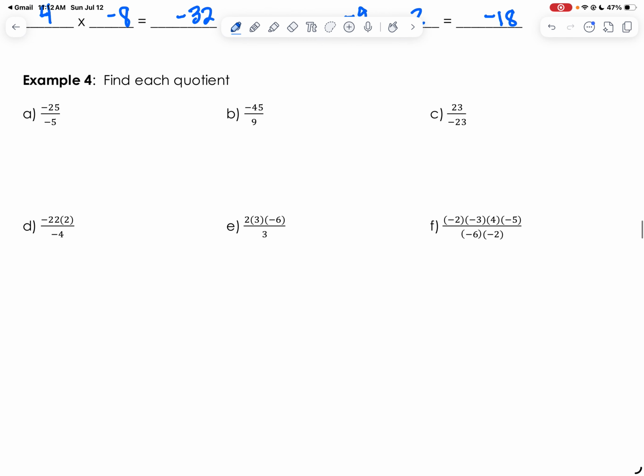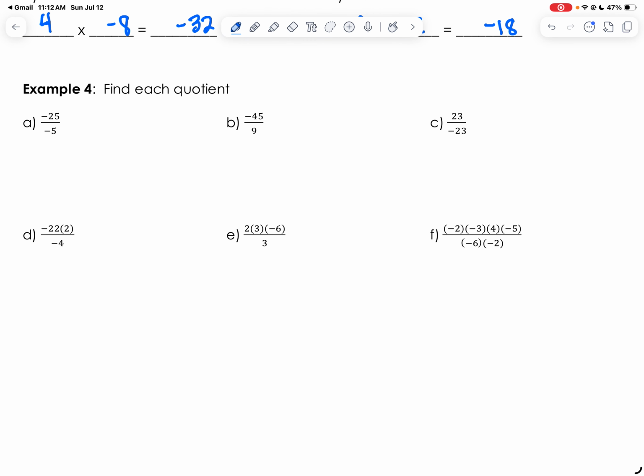All right, example 4, find each quotient. In problem A, we have -25 divided by -5, and I know a negative divided by a negative is a positive, so this would simply be +5. Problem B, -45 divided by 9. Well, I know 45 divided by 9 is 5, but because the signs were different, I know my answer is -5. All right, 23 divided by -23. Well, 23 divided by 23 is 1. But because the signs were different, I know my answer must be -1.